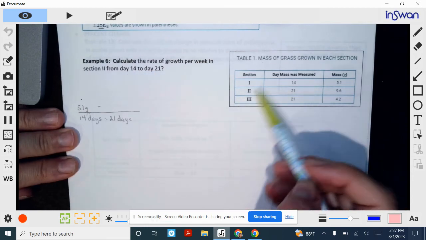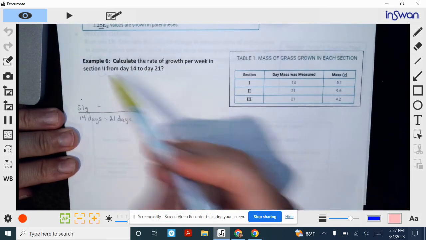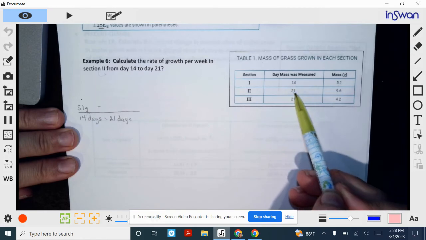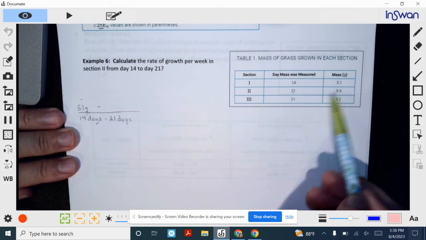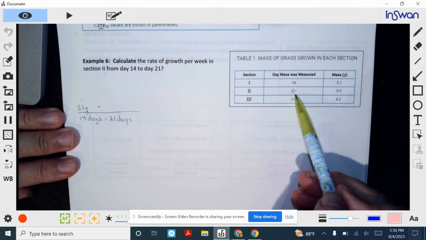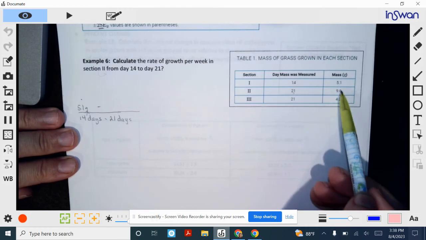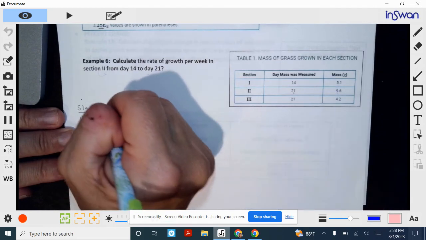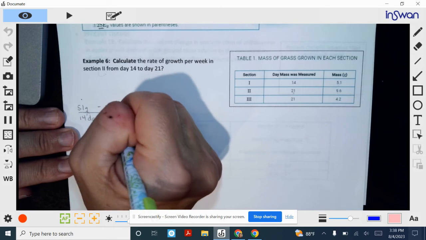And then for section 2 is what they want. So it looks like after another week, you can see that mass went up, okay? And so we have at 21 days, I'm sorry, the mass went up. The mass is all the way up to 9.6 now. So let's write 9.6 grams.